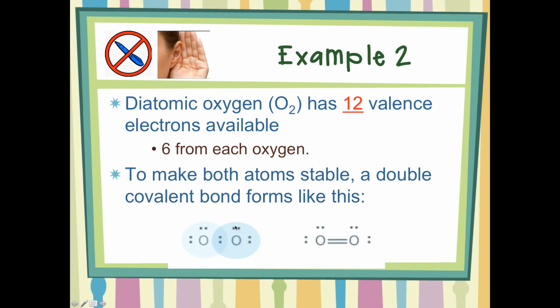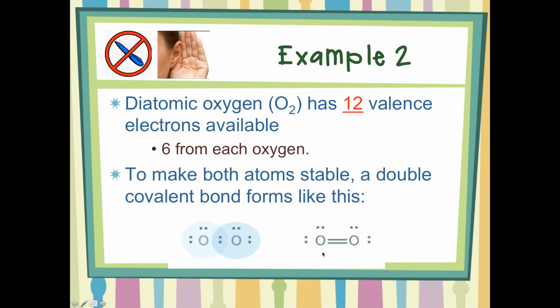But if they share 2 pairs of electrons, like is being shown here, there's 4 electrons being shared and then 1, 2, 3, 4 electrons for this atom. Total is 8. 1, 2, 3, 4 plus the 4 shared, 8 electrons for this atom. And then total, there's only 12. 1, 2, 3, 4, 5, 6, 7, 8, 9, 10, 11, 12.